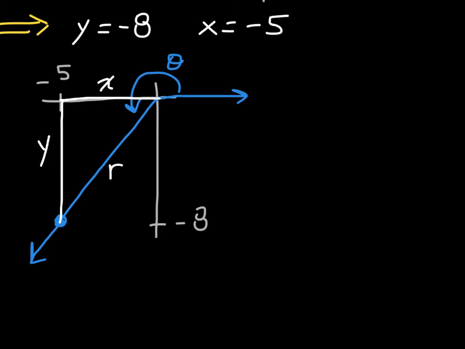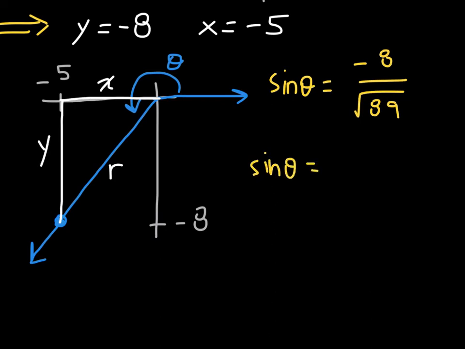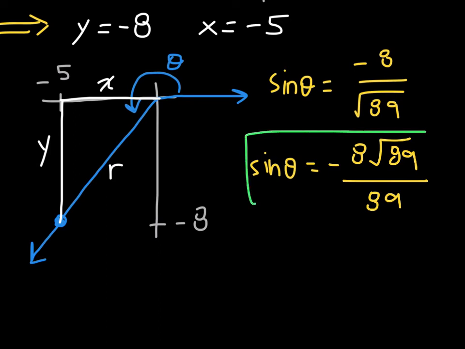All right, we need to figure out sine of theta. Now, sine of theta is defined to be y over r. So it's negative 8 over the square root of 89, right? But when we rationalize, we multiply the numerator and the denominator by the square root of 89, and that will give us negative 8 root 89 over 89. This is the final answer for sine of theta, simplified, rationalized. Okay, let's keep going.